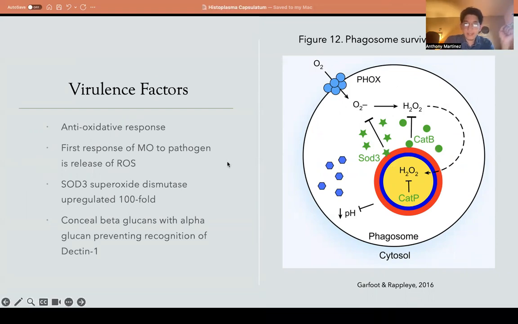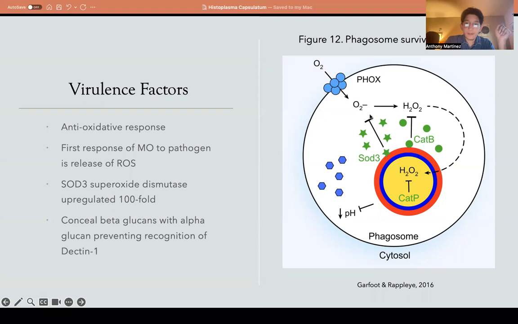Of course, it has genes and proteins involved in this subterfuge. One of them is SOD3. This is a superoxide dismutase, and it's shown to be upregulated 100-fold in the phagosome. And you can see here that it kind of takes out this reactive oxygen species here. And then this is hydrogen peroxide. You can see that CatB is involved in destroying that.